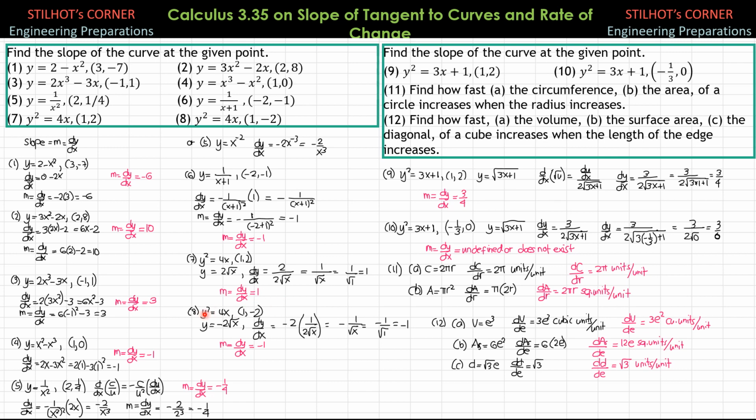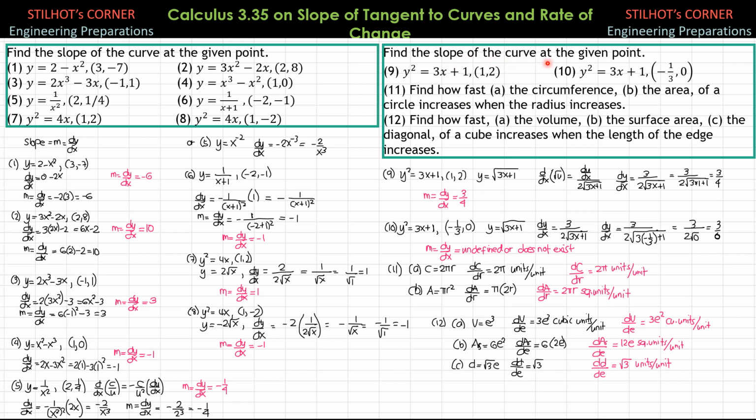Then number 8, same problem, but this time when x is 1, y is negative 2. So that means it is the lower half of the parabola. So y is negative 2 square root of x. So we use the same guide. So negative 2, derivative of square root of x is 1 over 2 square root of x. So negative 2 times 1 over 2 square root of x, cancel 2. So we have negative 1 over square root of x, and x is positive 1 here. So negative 1 over square root of 1 is negative 1. So the slope for curve 8 is negative 1.